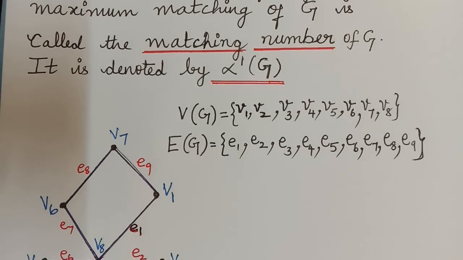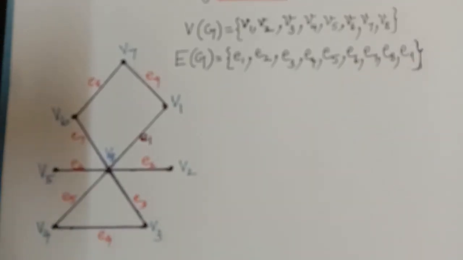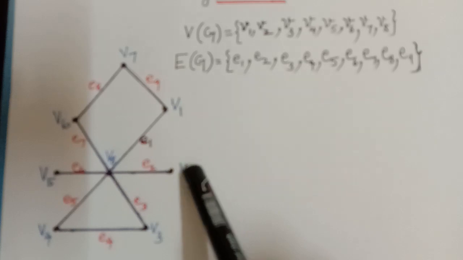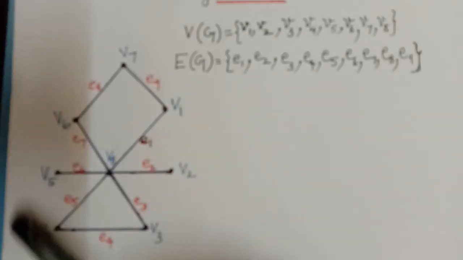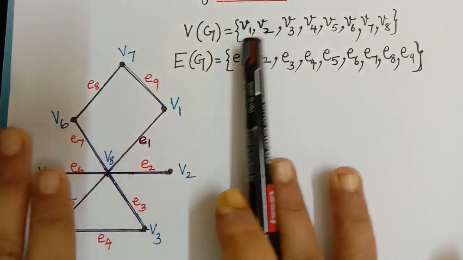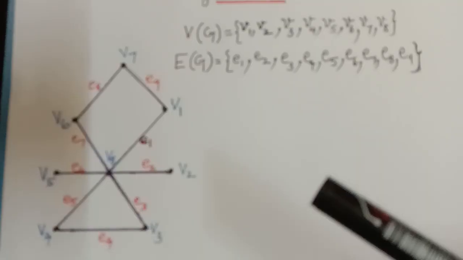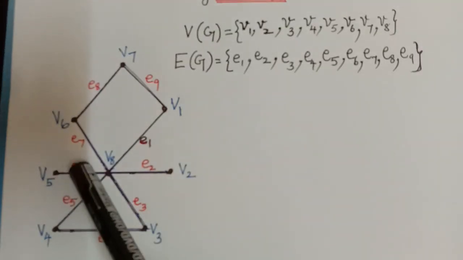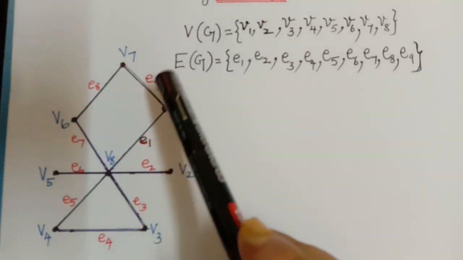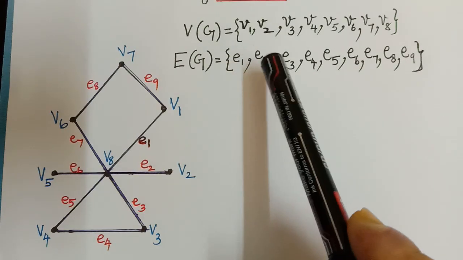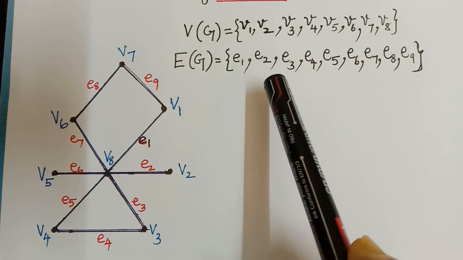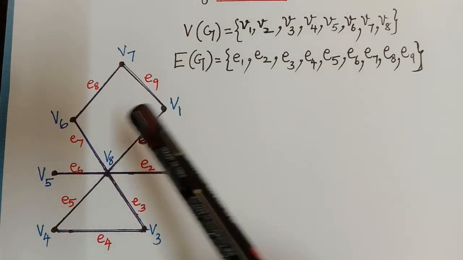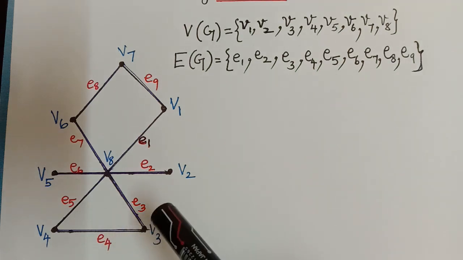So let us consider this graph. In this graph, we are given the vertex set V of G equal to V1, V2, V3, V4, V5, V6 and V7, and the edge set E of G equal to E1, E2, E3, E4, E5, E6, E7, E8 and E9. Now let us form all the possibilities of matching for this graph.